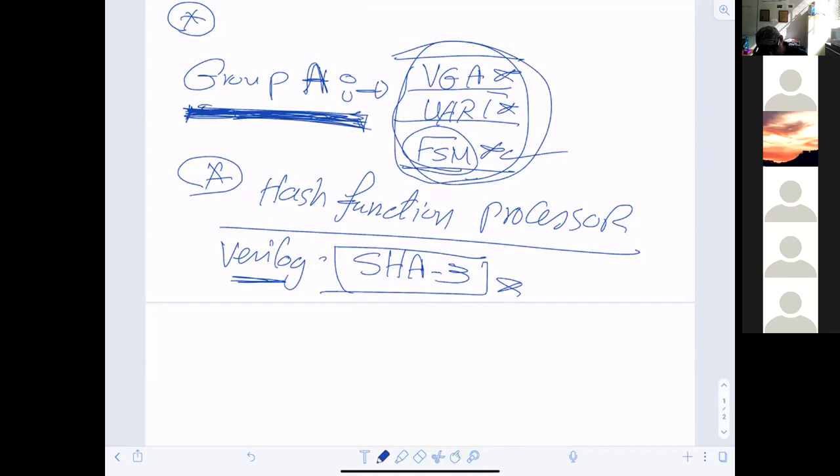So group A will work on the SHA-3 using Verilog.